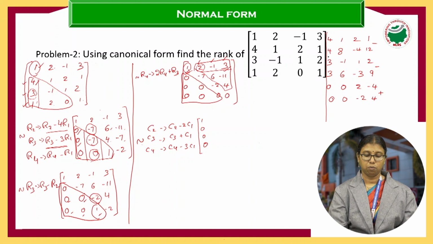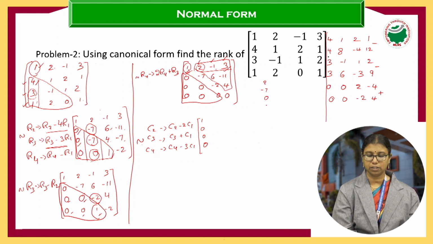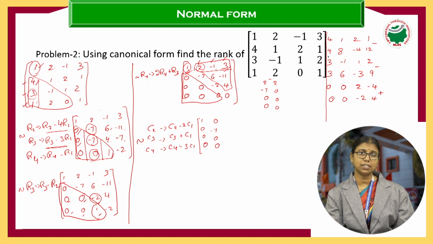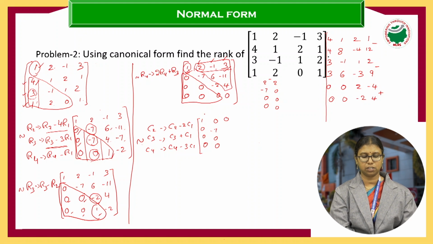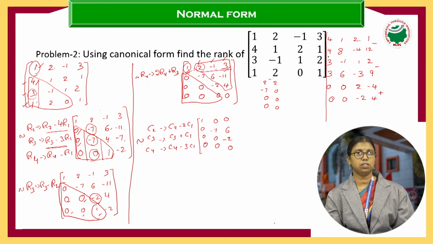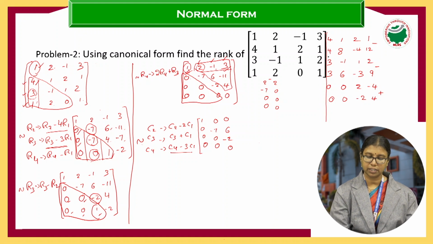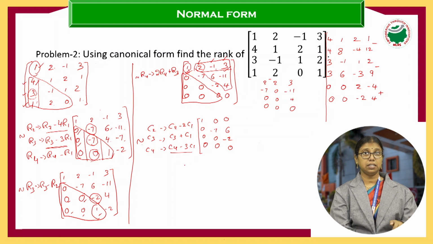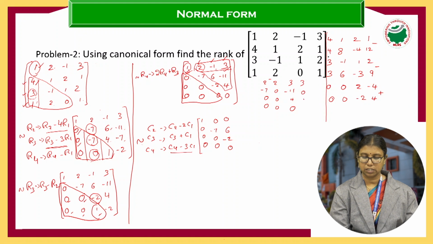C2 minus 2C1. What is C2? C2 is 2, minus 7, 0, 0. 2C1: now multiply the first column with 2, that is 2, 0, 0, 0. So by subtracting, this is 0, minus 7, 0, 0. Next, C3 plus C1. Just add the first and third columns. 1 minus 1, 0. Remaining all are 0 here. So 0 plus 6, 6. 0 minus 2, minus 2. 0 plus 0, 0. Next, C4 is C4 minus 3C1. So C4 is 3, minus 11, 4, 0. 3C1: multiply the first column with 3, that is 3, 0, 0, 0. So by subtracting, 3 minus 3 is 0. Minus 11, 4, 0.